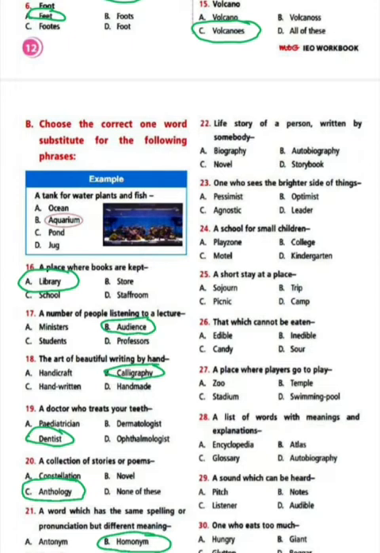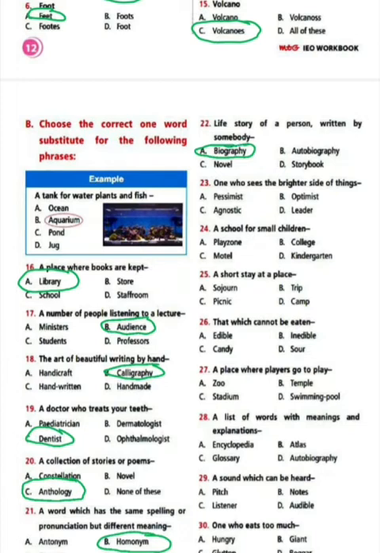Next we come to 22. Number 22, option A. Life story of a person written by somebody. A. Biography. B. Autobiography. C. Novel. D. Storybook. So when a person writes about their own life story, if I write about my life story myself, then it will be autobiography. But if somebody else writes about my life story, then it will be biography. So here we will circle biography.